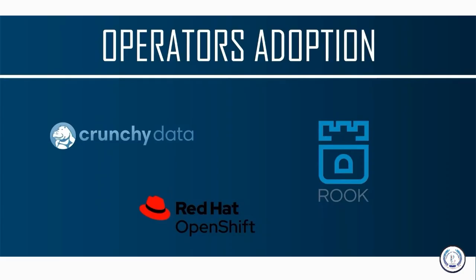Moreover, Kubernetes-based distributions like Red Hat's OpenShift use operators to build features atop a Kubernetes core, keeping the OpenShift web console available and up to date.